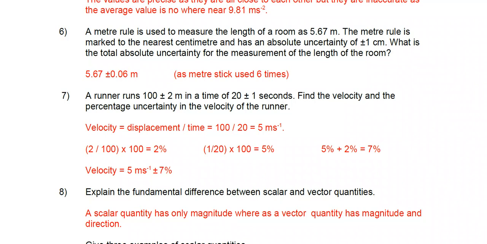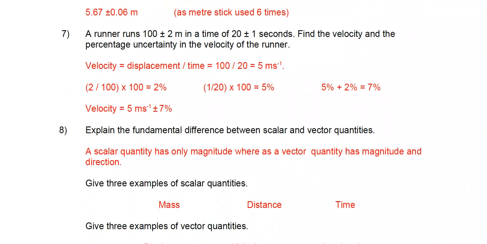5.67 plus or minus 0.06 meters. A runner runs 100 plus or minus 2 meters in a time of 20 plus or minus 1 seconds. Find the velocity and the percentage uncertainty in the velocity of the runner. Well, velocity is displacement over time, so that gives us 100 divided by 20, which is 5 meters per second.